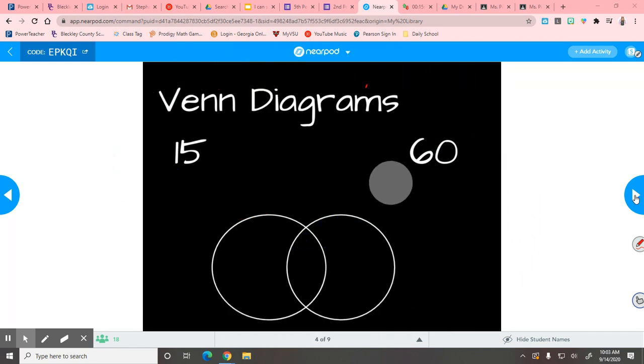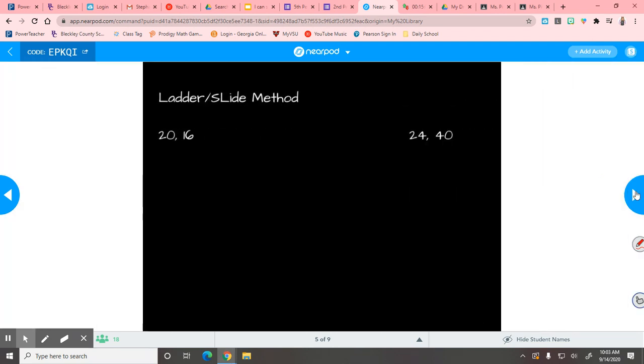So we can list it, we can put it in a Venn diagram, or we can use the slide. We talked about the slide a few weeks ago. Remember with the doodle notes? It's called either the ladder method or the slide method. So we're going to practice using that. We're going to put 20 and 16 in the slide.